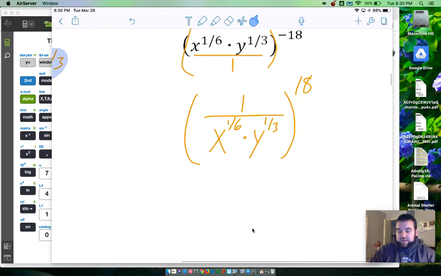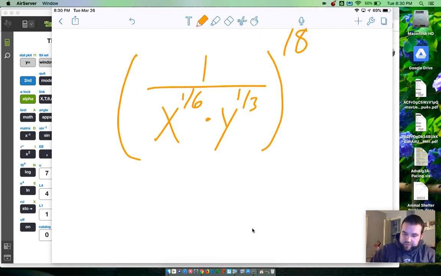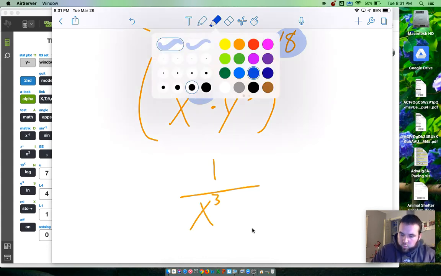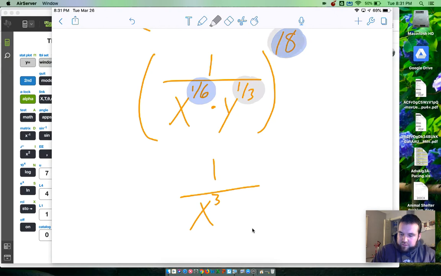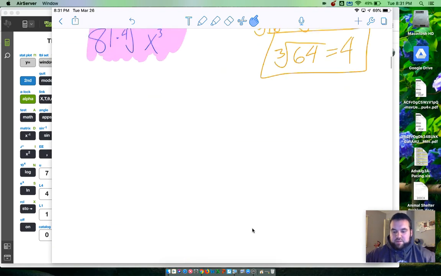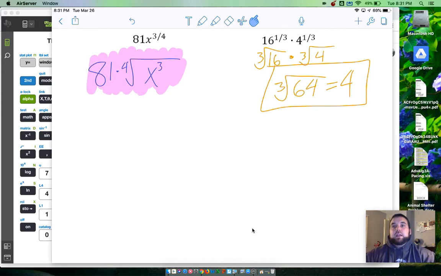If I simplify this, 1 to the 18th power, well, 1 to any power is just going to be 1. I have a power to a power, so 1/6 times 18 is 3, so it'd be x to the 3rd, and then y to the 1/3 and the 18 again. 1/3 of 18 is 6, so it's y to the 6th power. Can't combine x and y, so there we go. Fully simplified.